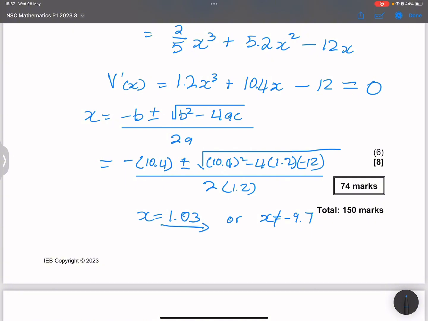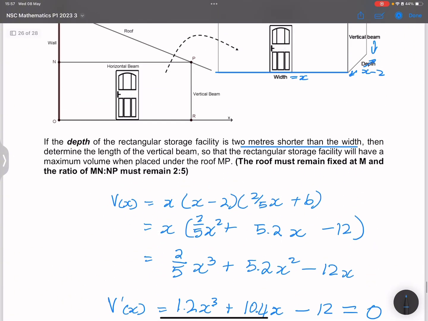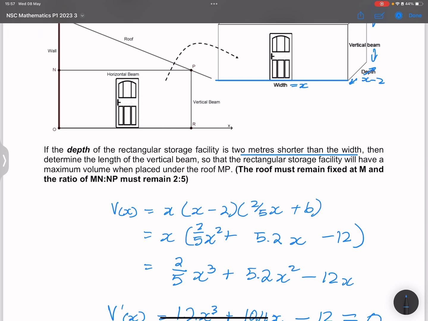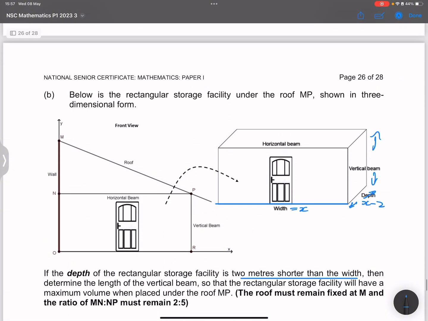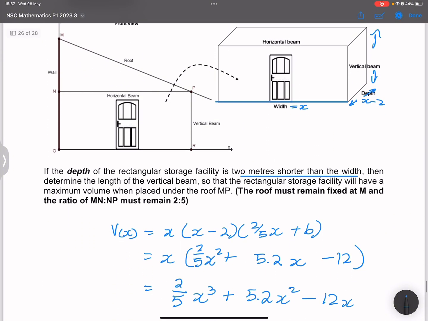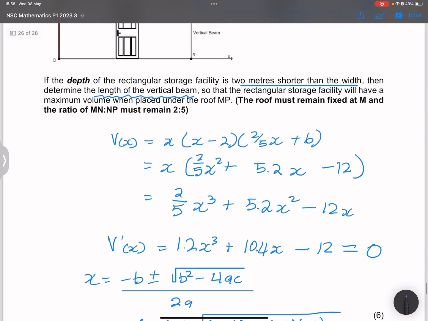But now, please keep in mind, we were looking for the height of the roof. That was the question. They said to us in the question, if the depth of the rectangular storage facility is 2 meters, then determine the length of the vertical beam. That's the part that I want. So now what must we do? We must put that value back into our equation.